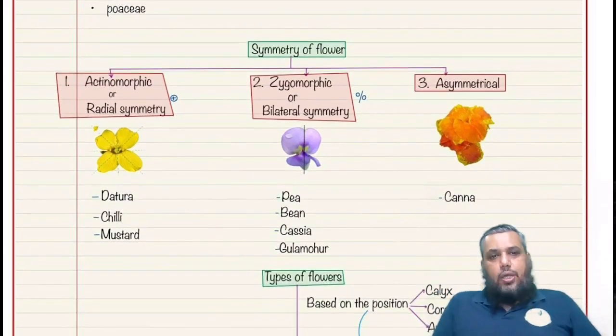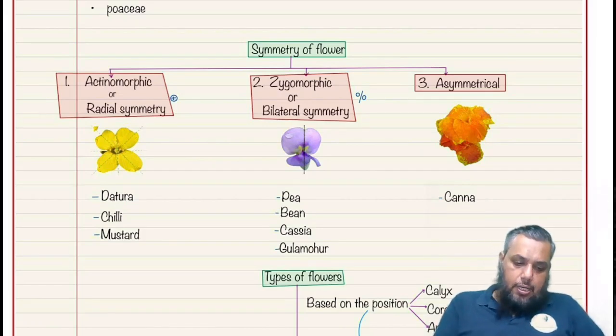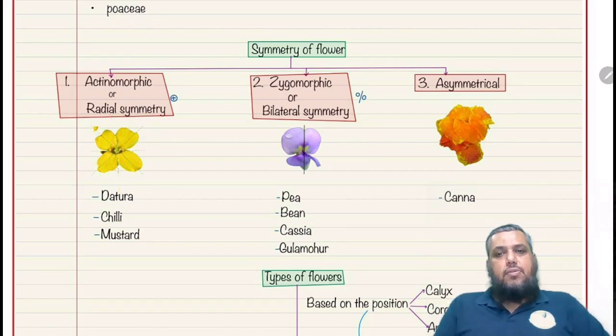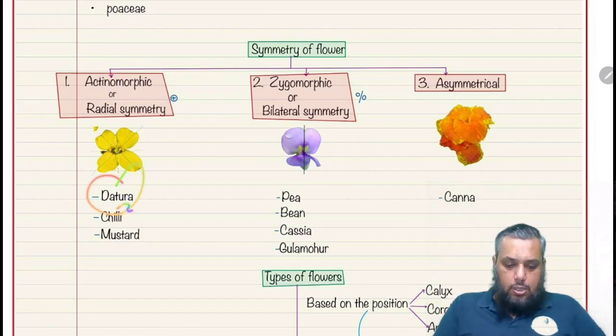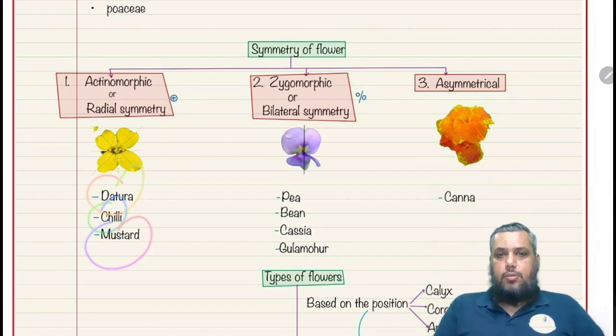Now, look at the yellow color flower on the extreme left of our slide, and you will find that this flower can be cut into equal halves by any plane passing through the center. So that is why this flower is called a radial symmetrical flower or an actinomorphic flower. Examples of actinomorphic flowers are datura, chili, and mustard.